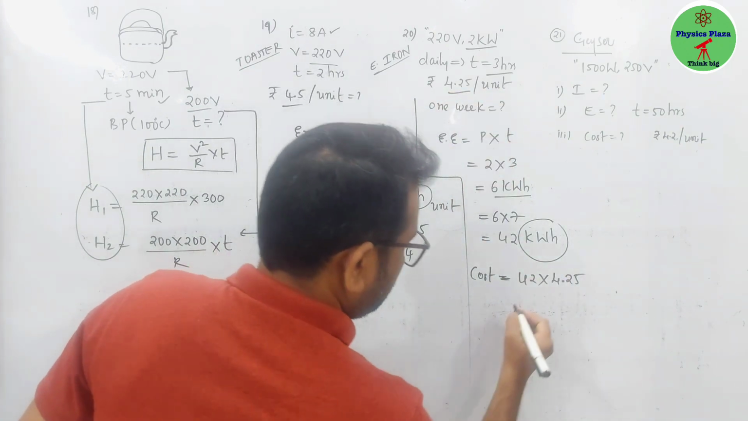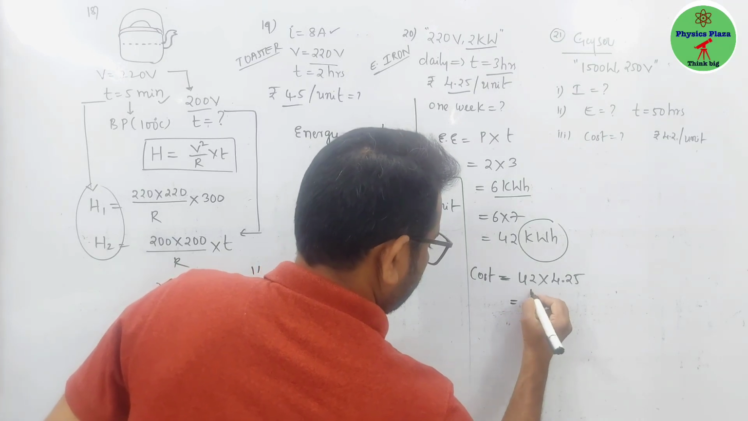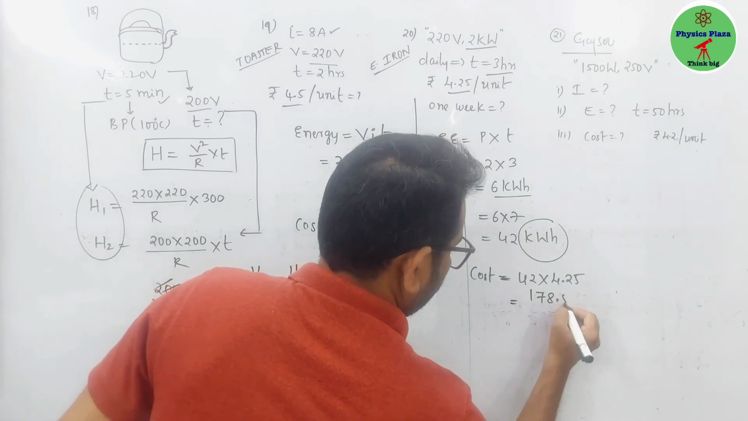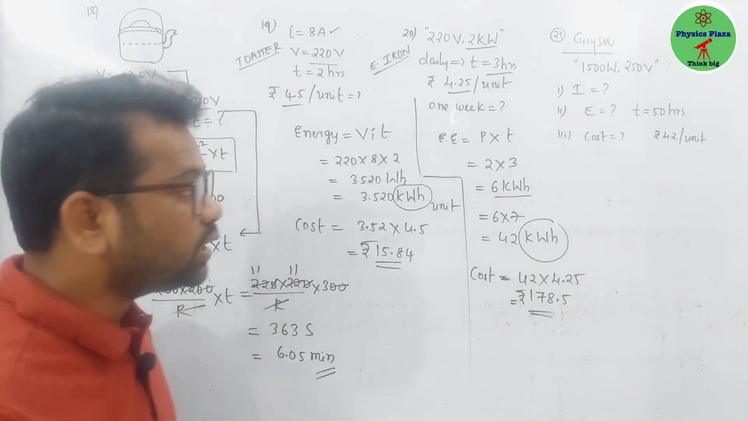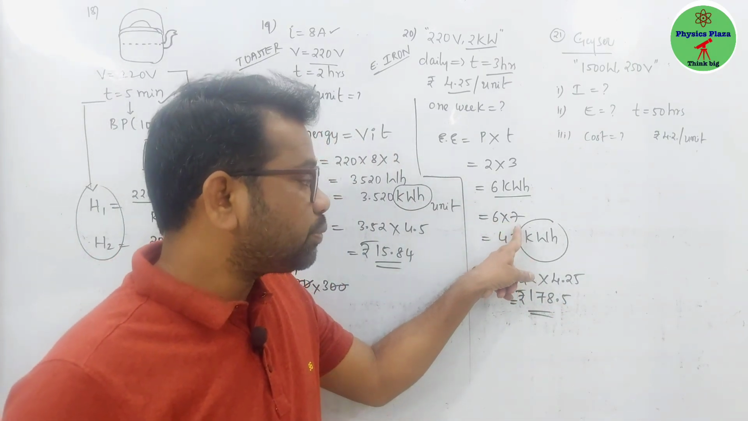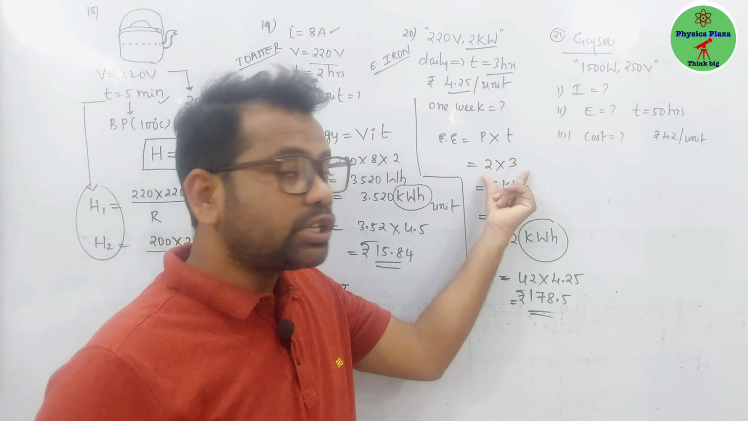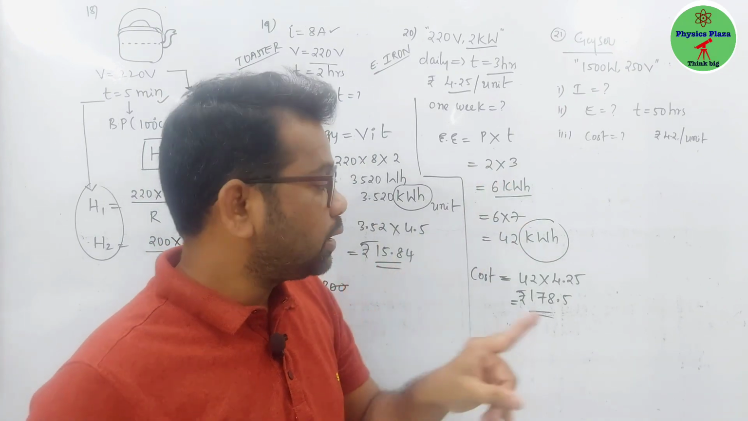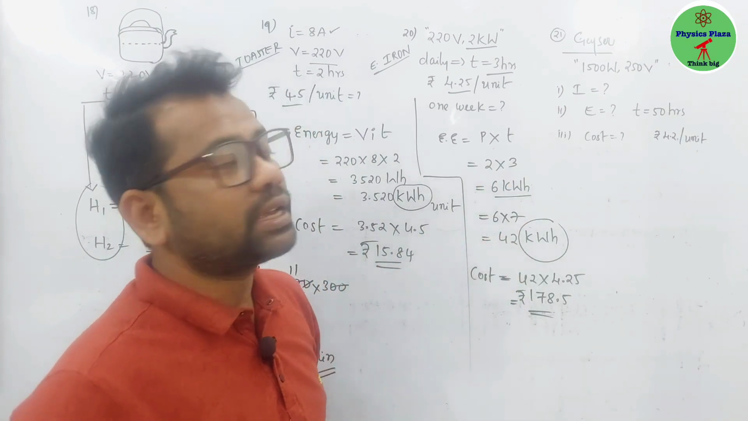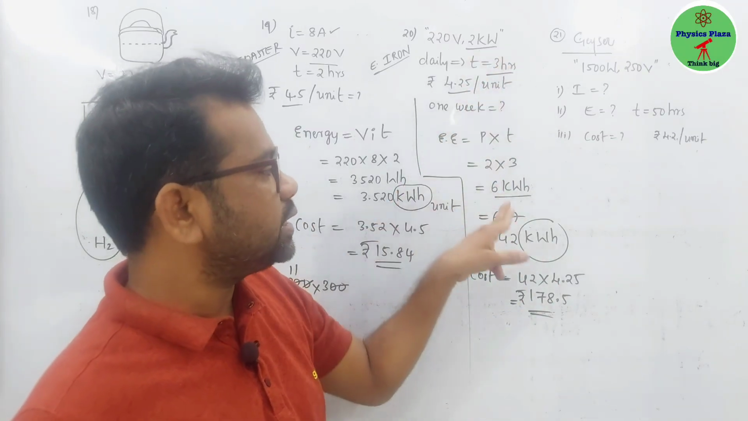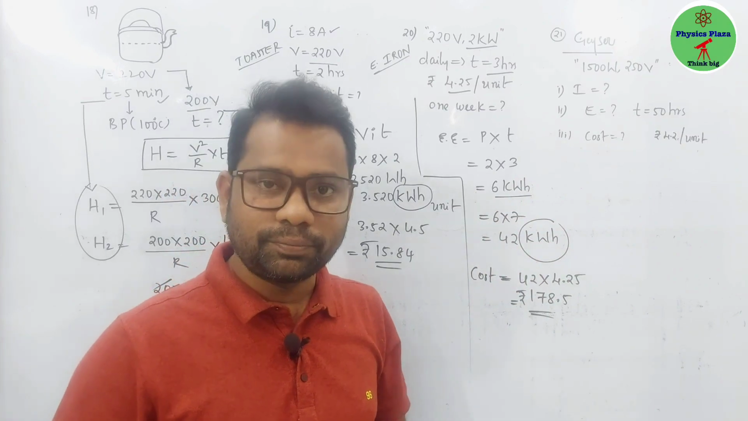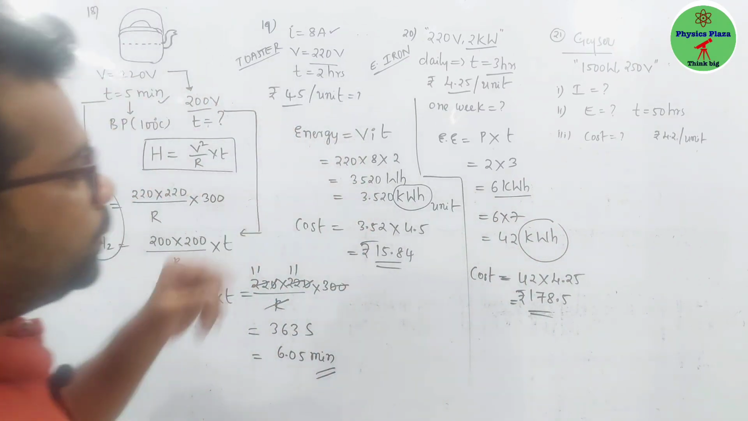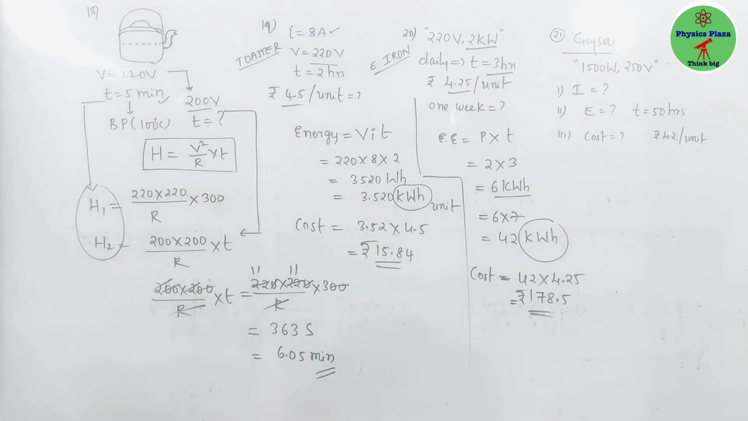4.25. So how much will it be? It will be approximately 178.5 rupees. If it is used for one day, try to understand why I have multiplied with 7 more. This is electrical energy consumed in 1 day. But they are asking for 1 week. So daily 3 hours means daily this much amount of energy is consumed. But for 1 week, we have to multiply by 7. Done. Just copy it. We'll go to the last numerical.